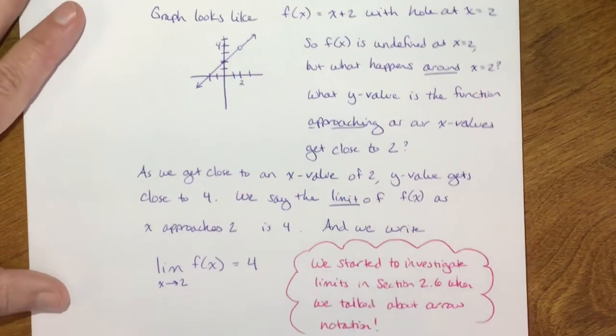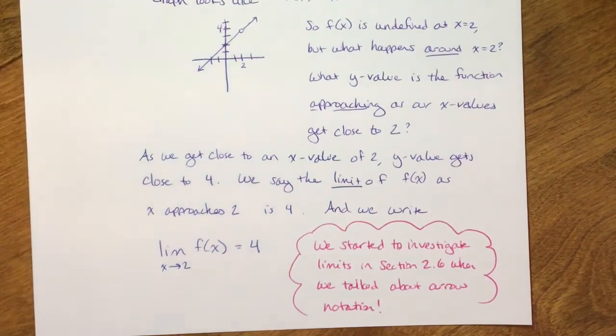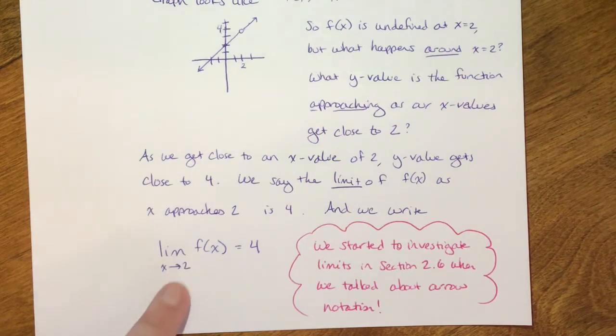And I said a couple minutes ago, we actually started to investigate this in lesson 2.6. In 2.6, we were talking about arrow notation, but we also talked a little bit about how that arrow notation corresponded to this limit notation, and we said we'd get back to that at the end of our course.